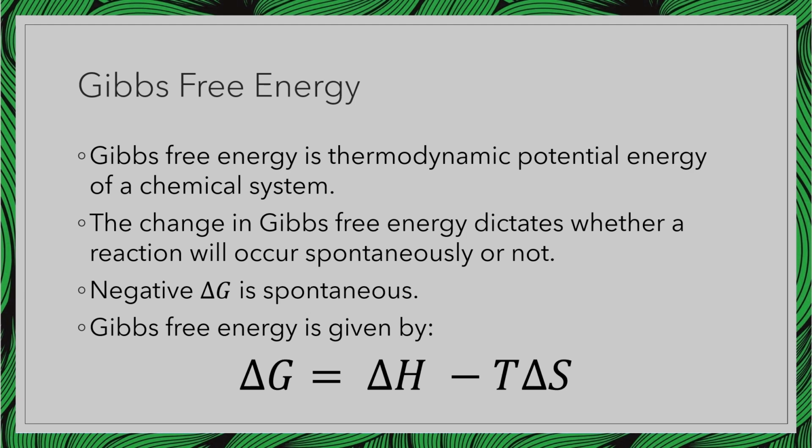Typically, a negative delta G is what we call a spontaneous reaction, something that will occur by itself. We don't need to put energy into it. We don't need to change the temperature or anything like that. Our Gibbs free energy is given by the equation delta G equals delta H minus T delta S. So our Gibbs free energy is given by our enthalpy, take away our temperature times our entropy.